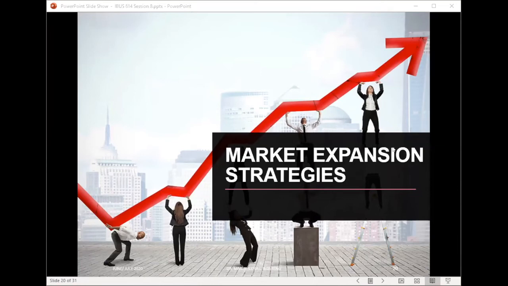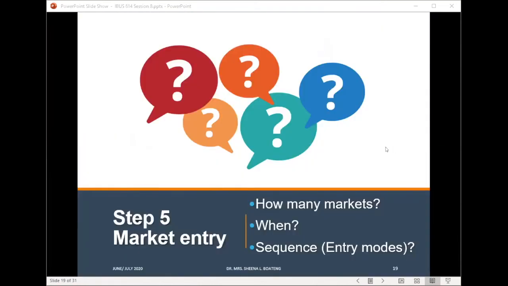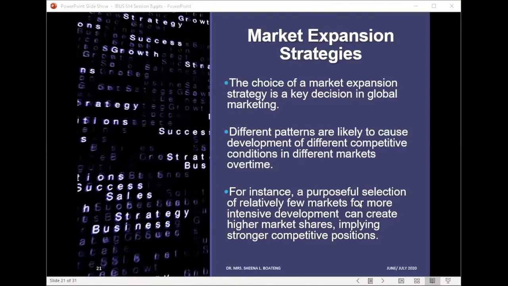So let's go into the market expansion strategies. Now, market expansion strategies, like I said, are a combination of the number of markets that you as a global marketer choose to enter into and the sequence within which you choose to enter those markets. So when we talk about market expansion strategies, it is basically a key decision that the global marketer has to make. And this is with regard to the different patterns with which you choose to enter the market, how many markets you choose to enter, and when you choose to make that entry.